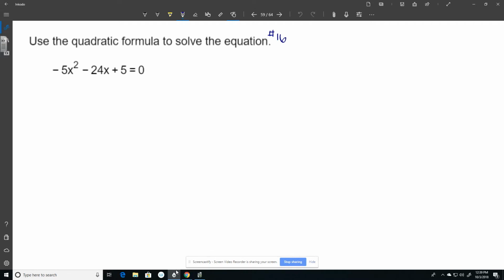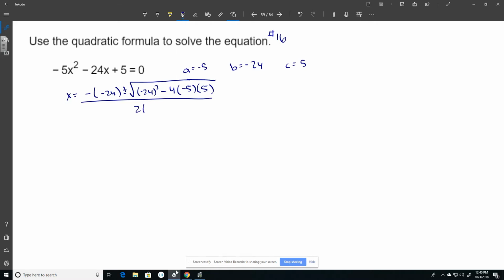Use the quadratic formula to solve the equation. It's already in standard form. A equals -5, B equals -24, and C equals 5. So I'm going to go ahead and plug these in. X equals negative B, which is -24, plus minus square root of B squared, so -24 squared, minus 4 times A, which is -5, times C, which is 5. And all of that is divided by 2 times A, which is -5. So simplify this. Negative -24 becomes 24 plus minus.